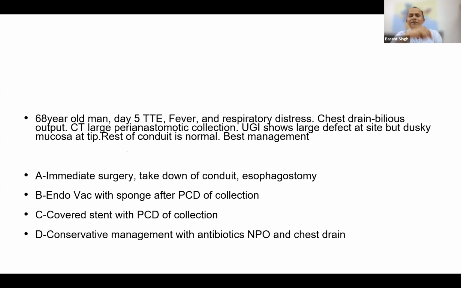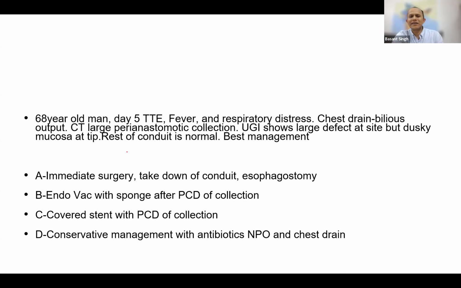This patient has a day 5 leak, fever, there's bilious output from the drain. There's a collection, there's a large defect at the side, but only dusky mucosa at the tip. Rest of the conduit is normal. Okay, so you don't take out the whole conduit here. So you try to manage this with conservative therapy. So either stent or endovac here.